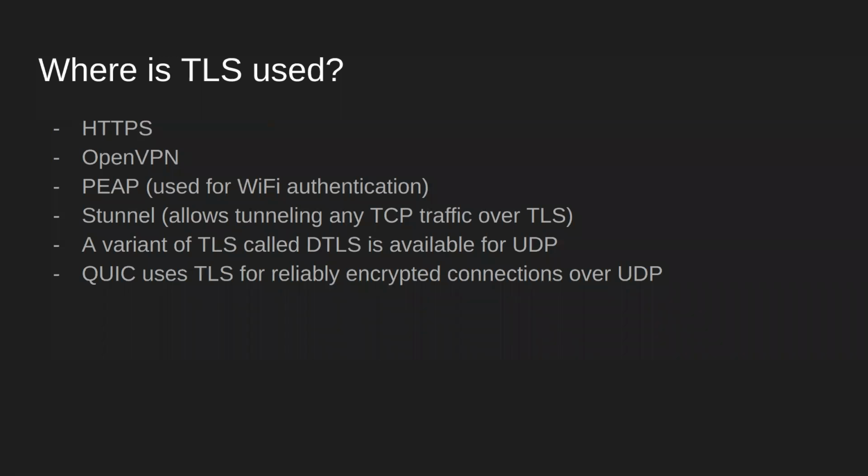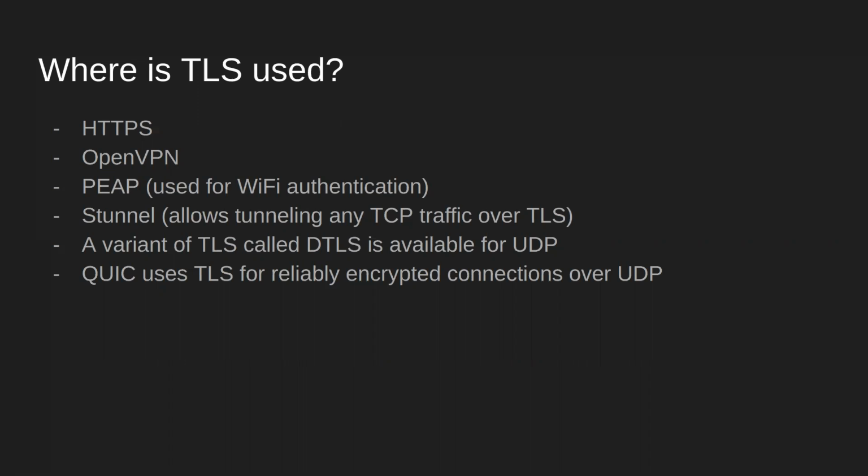Where's TLS used? In a lot of places for HTTPS. That's what the padlock on your browser indicates. OpenVPN uses TLS. It's used for Wi-Fi authentication, like at UT when you sign in with your UT ID and password. Part of that authentication protocol relies on TLS. There are tools, you can do it with Nginx, HAProxy, or stunnel. You can just proxy pretty much any TCP traffic over TLS.